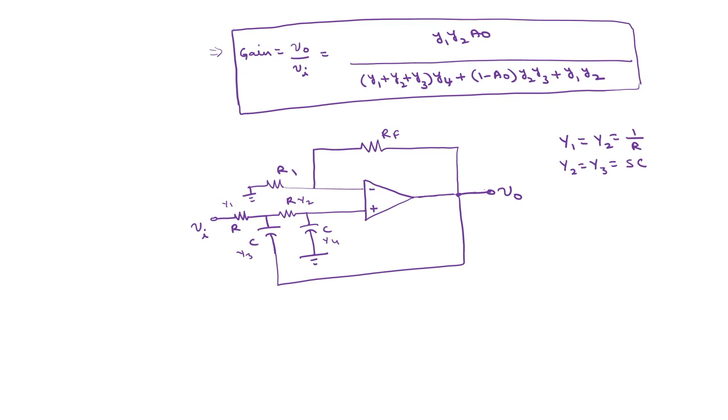Now what will be the transfer function of this in terms of Laplace transforms? So V0 of s by Vi of s. In this expression you substitute the values of y1, y2, y3, y4. So what is the numerator? y1, y2, both are 1 by R, so 1 by R square. So this is A0 divided by R square is the numerator. The denominator is y1 plus y2 plus y3. y1 plus y2 is 1 by R plus 1 by R, which is 2 by R, plus y3 is sC, times y4 is again sC.